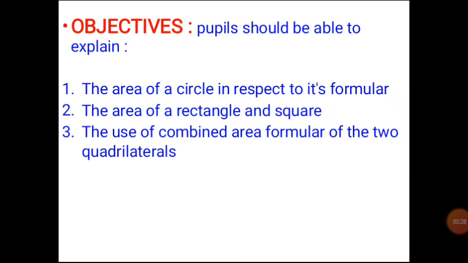Now, on our next slide, we have the objectives of the lesson. That is, pupils should be able to explain: 1. The area of a circle in respect to its formula. 2. The area of a rectangle and square. 3. The use of combined area formula of the two quadrilaterals. That is, when you have a shape that is more than the rectangle alone, combined with a square, you have to use a combined formula of both to get your area.